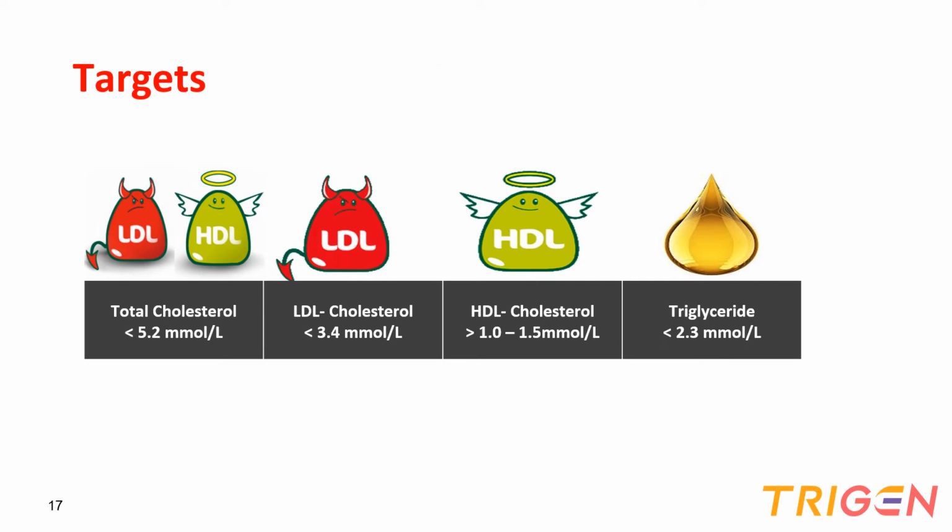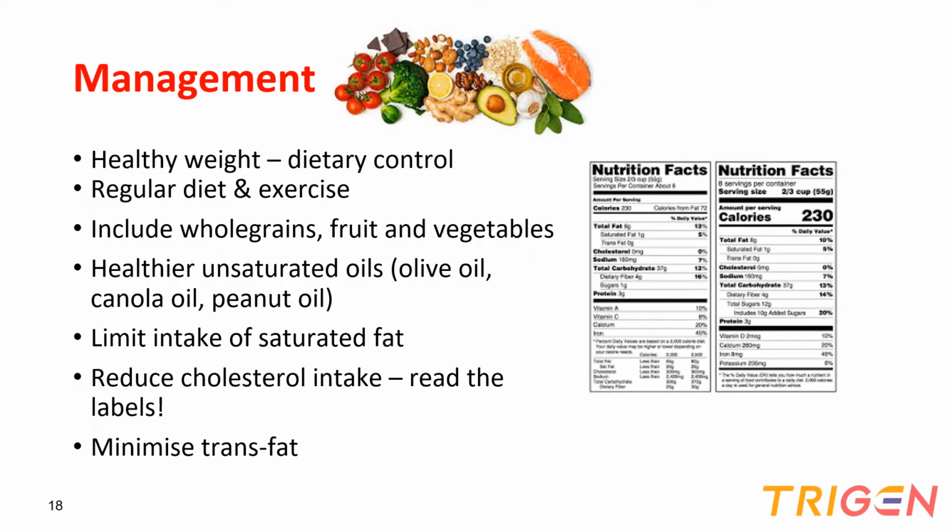Targets for cholesterol are listed in this table below, with the important number being LDL, which we should aim for 3.4 millimoles per liter and less. Management includes dietary control by having more whole grains, fruits and vegetables in one's diet. Healthier unsaturated oils should be used when cooking, and saturated fat intake should be reduced. It's important to always check the cholesterol levels on your food labels before purchasing them.